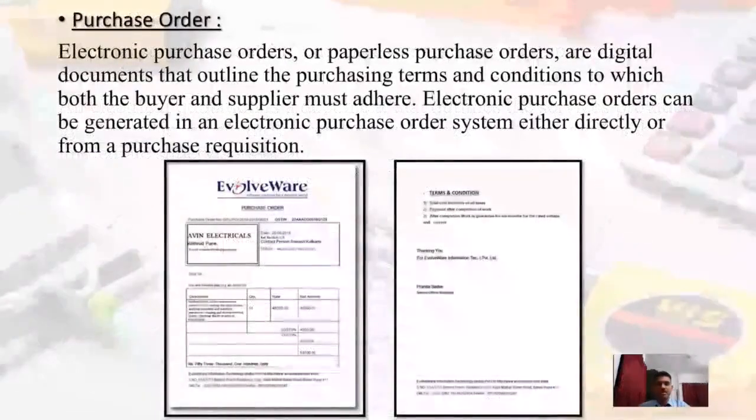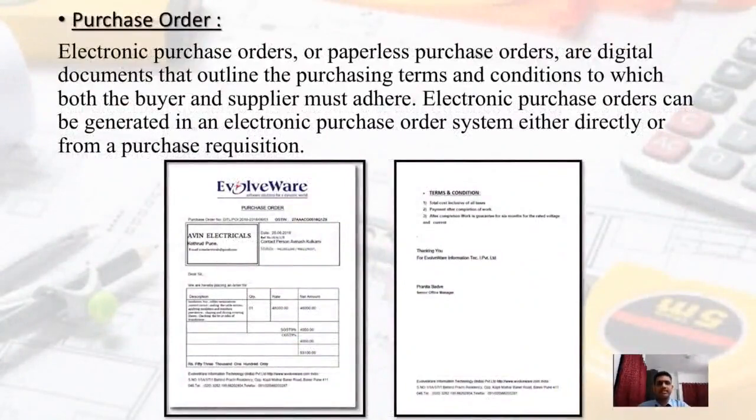In the next slide, we are going to learn about another important point, that is purchase order. So, purchase orders are digital documents that outline the purchasing terms and conditions to which buyer and supplier must adhere. Here, below, I have attached two more images of purchase orders from Avin Electricals. You can have a look.